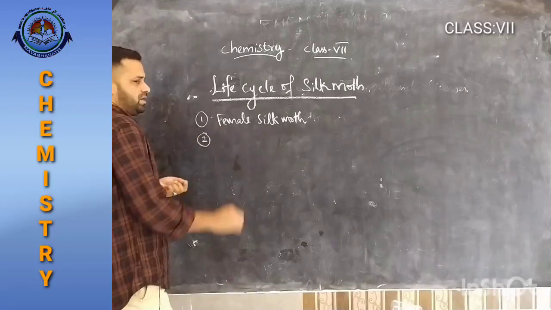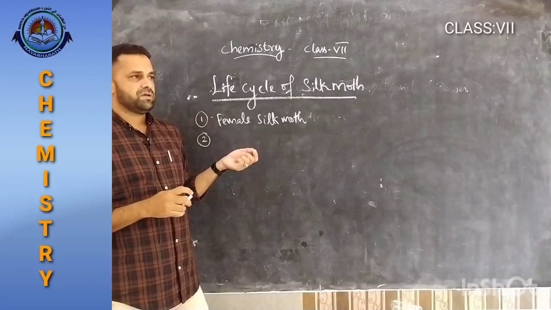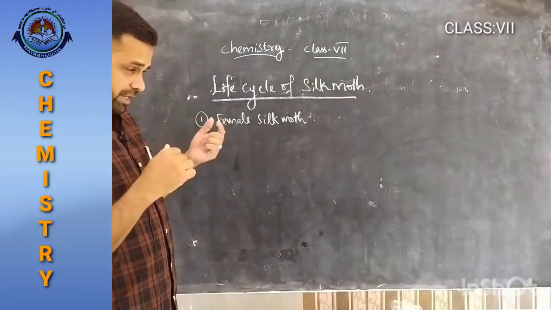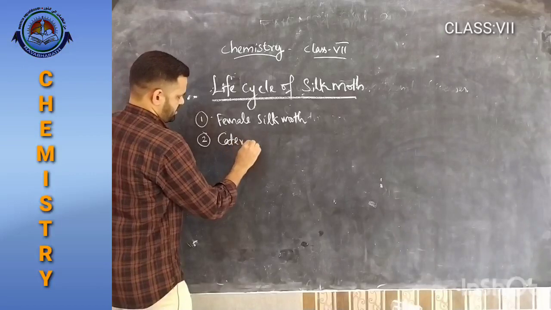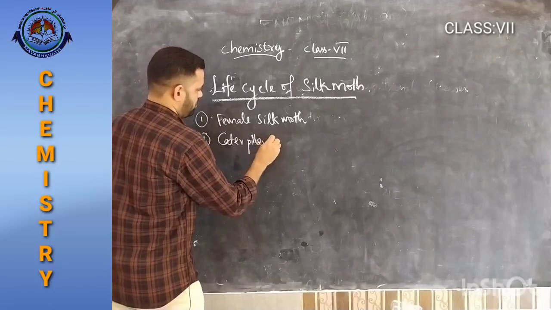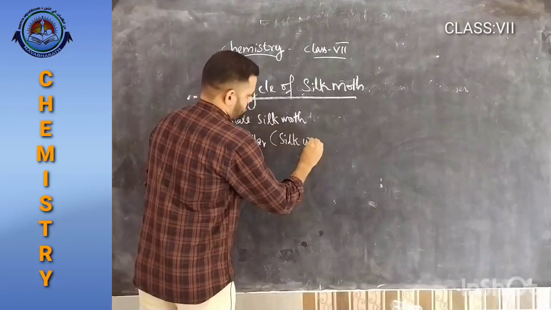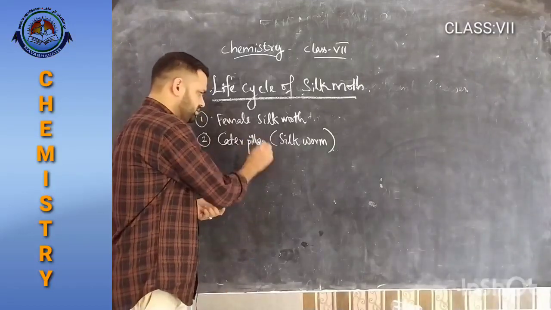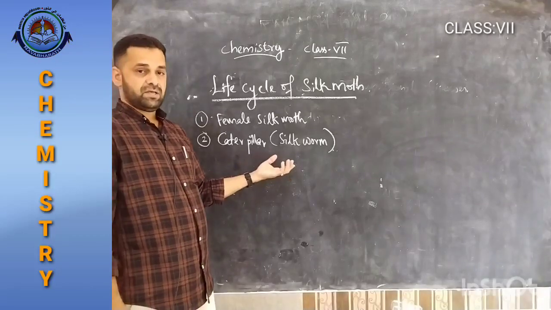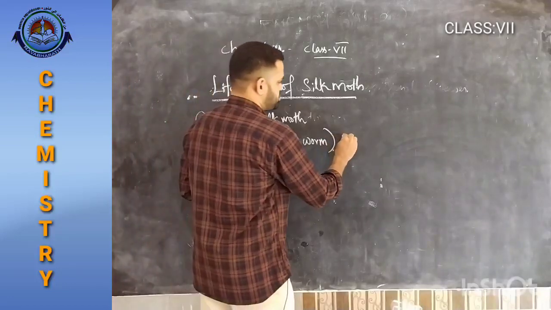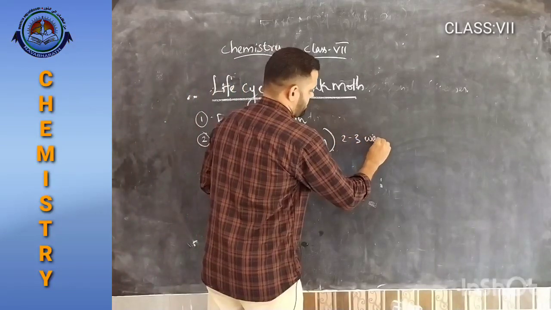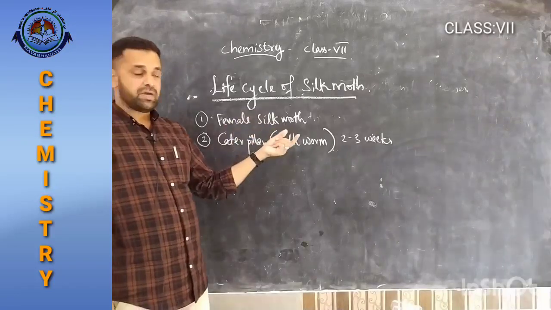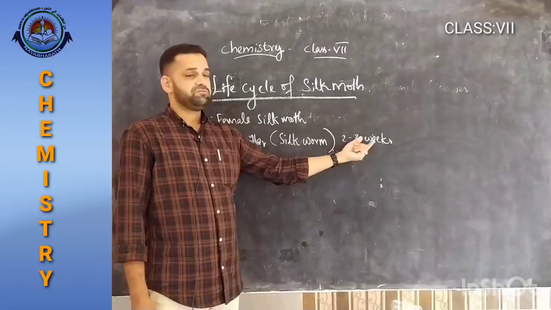The second stage: the worm-like larvae, also known as caterpillar or silkworm, hatch out from the eggs in about 2 to 3 weeks.